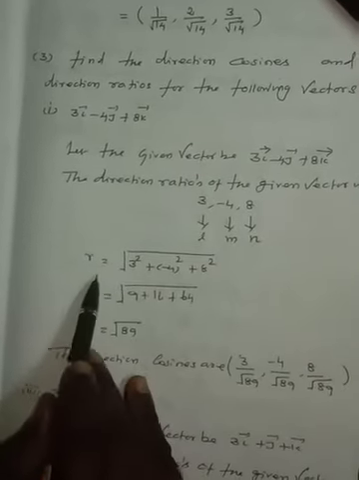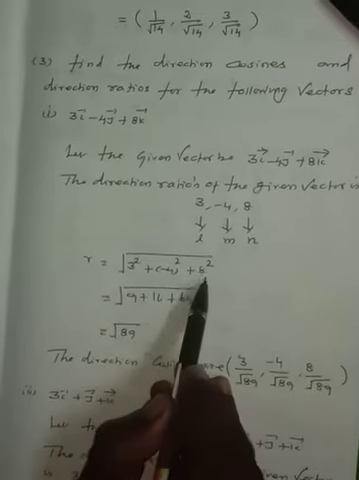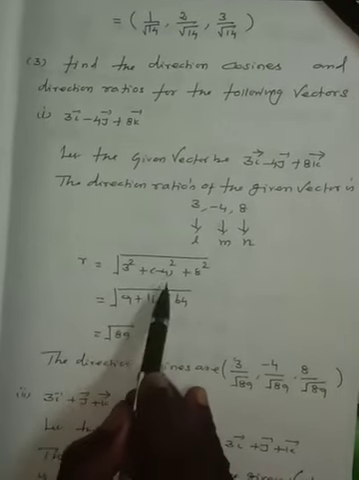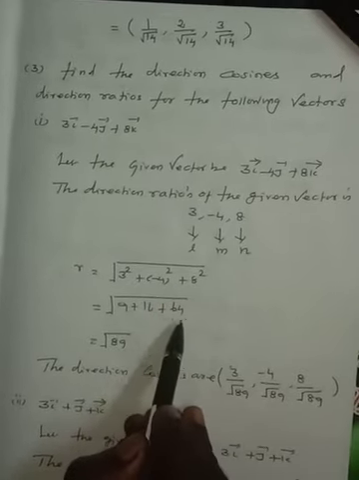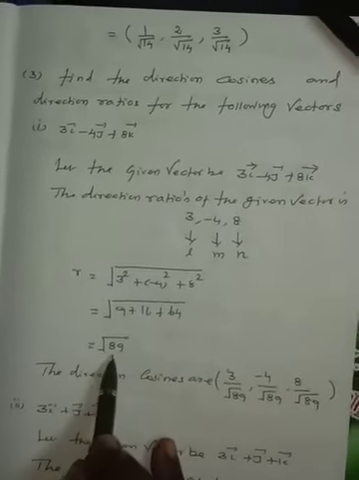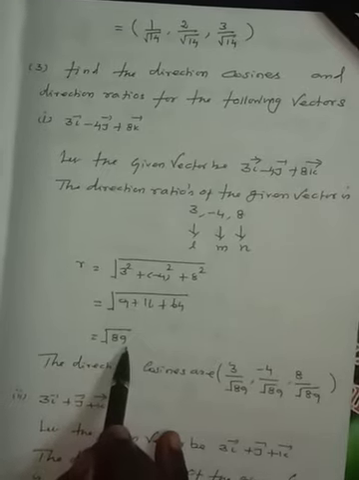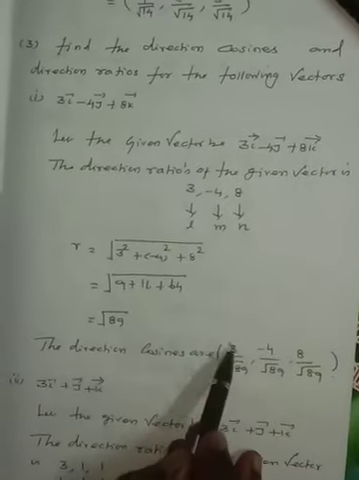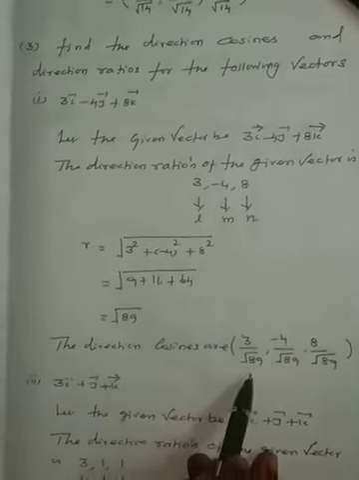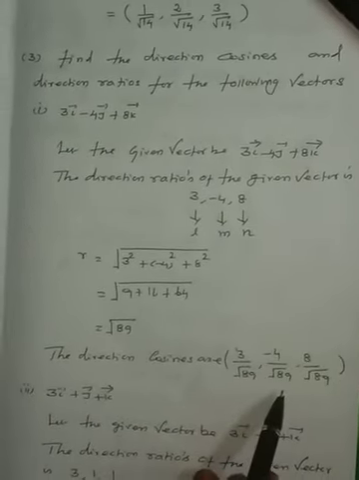Now R is equal to square root of L square plus M square plus N square. L square is 9, M square is (minus 4) whole square, 16, N square is 8 square, 64. Adding these three numbers we get root of 89. The direction cosines are 3 divided by root 89, that is L divided by R, M divided by R, N divided by R.